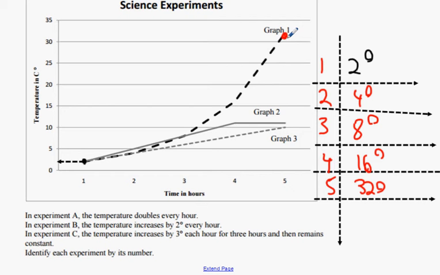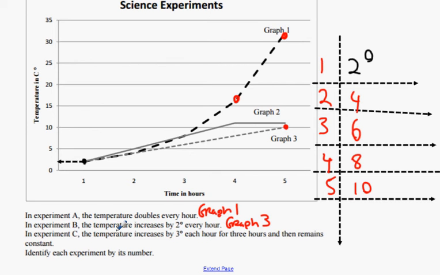There's only one graph that does that, isn't there? In the other graphs it's up at 16. So that's definitely graph 1. Okay, go again. What about the other one? It increases by what every hour? 2. So 2, 4, 6, 8, 10. 5 and 10 is located there. So that makes it graph 3. And then because the last one remains constant after 3 hours, then it flattens out. So that's graph 2.